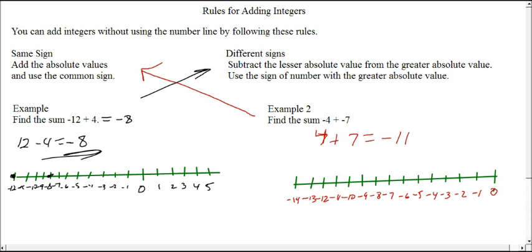And I'm going to go ahead and change these colors on us. So we're starting at a negative 4, and we are adding to it a negative 7. So we're going to go to the left because we're adding negative 7 places. 1, 2, 3, 4, 5, 6, 7, and of course that's at a negative 11. So using the number line, we prove that our rule is consistent.